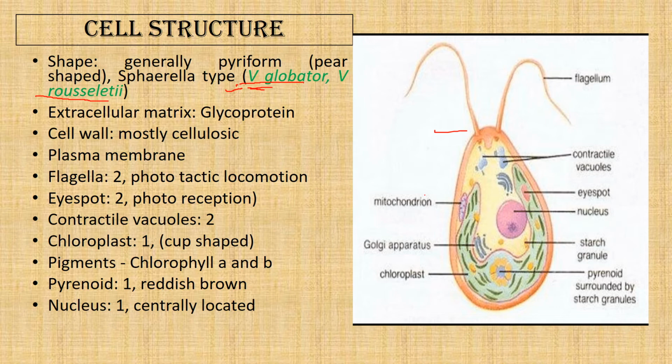So they have a surrounding matrix of glycoprotein, and inner to it is the cell wall, which is mostly cellulosic, and inner to that is the plasma membrane. Then the most important structure is the flagella. Here we see the flagella, two in number, and at the base of them are the contractile vacuoles, two in number, one close to each flagellum, and the base of it is the blepharoplast.